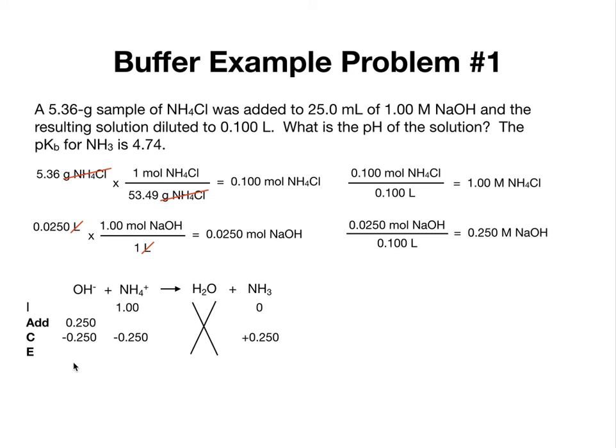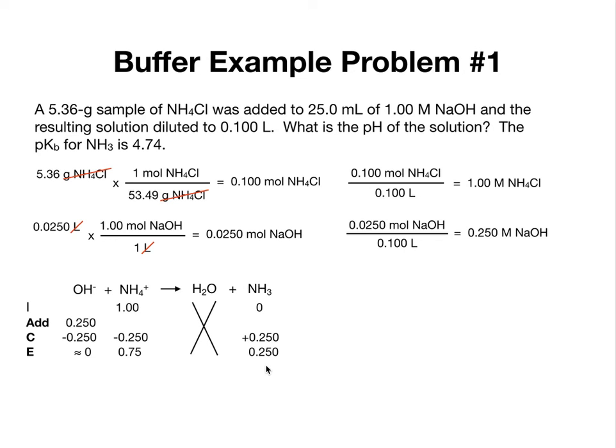Okay, so at equilibrium, we're going to say approximately 0. Remember, hydroxide can never be 0, but in my table, it comes out to 0. I'm going to say approximately 0. It's going to be small. The ammonium ion is going to be 0.75, and ammonia is going to be 0.250.